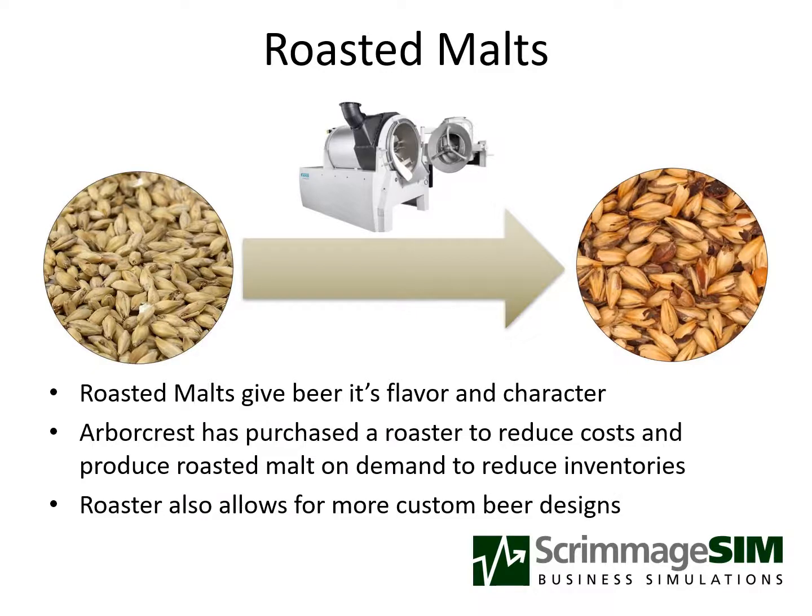To illustrate multi-level MRP, we're going to modify the Arborcrest Ale Studios company and assume that they've bought a roaster to roast their malts. A number of roasted malts are used in the recipe, and roasted malts are what give beer its character and flavor. In the previous examples, Arborcrest has purchased these. Now we're going to assume that they purchased a roaster, and what they're going to do is take base malts and roast them, basically toast them and caramelize the starches and the sugars.